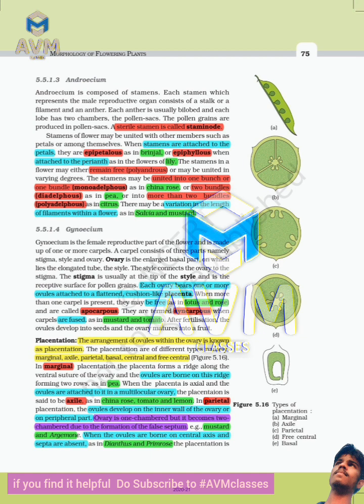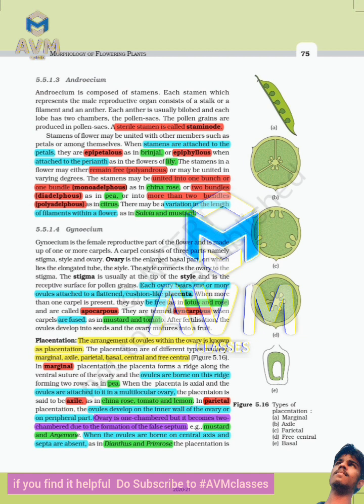When more than one carpel is present, they may be free and are called apocarpous. They are termed syncarpous when carpels are fused, as in mustard and tomato. After fertilization, the ovules develop into seeds and the ovary matures into a fruit. Placentation. The arrangement of ovules within the ovary is known as placentation. The placentation are of different types, namely marginal, axial, parietal, basal, central and free central.